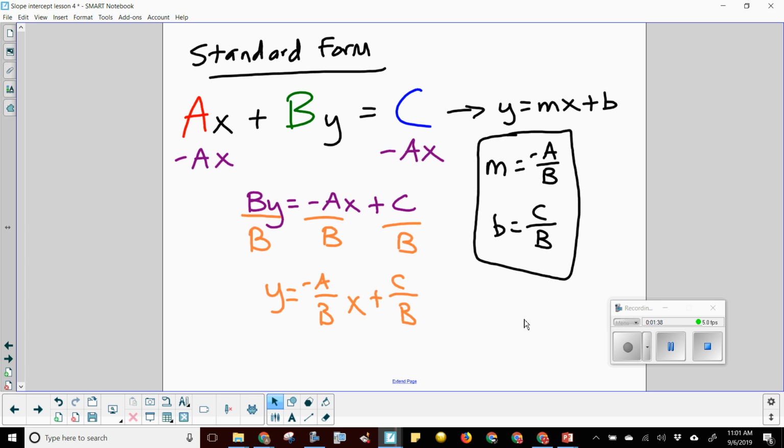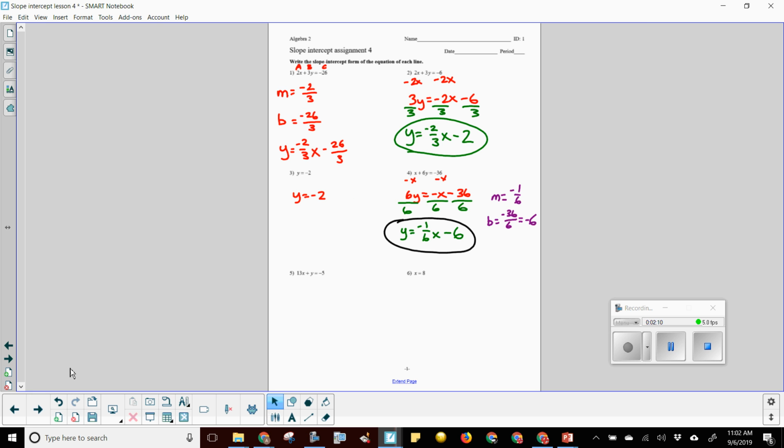Just know that your shortcuts are, when you have a, b, and c, your slope will always be negative a divided by b. So if a is already negative, negative a, okay? If b is negative and you have negative over negative, make sure you know that's a positive. And your b value is c over b. And I know having two b's is confusing, but this lowercase b is your intercept. This b is your number in front of your y value. So let's just kind of get into it.